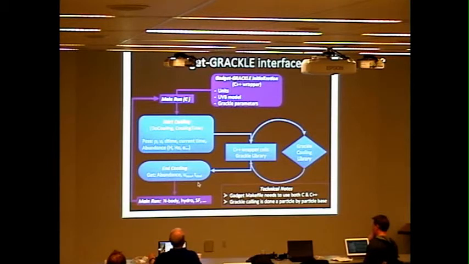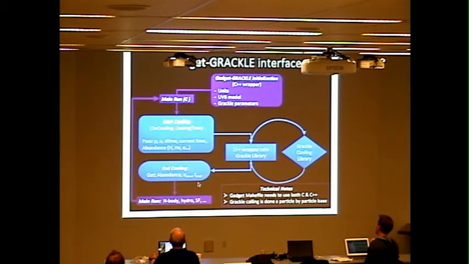The details are too technical, but basically you have a Gadget Grackle initialization with a C++ wrapper. You initialize units, use background models and Grackle parameters. You go to the main run, you do the start cooling part in Gadget, and during this time you go to this wrapper to call the Grackle library. You do the Grackle thing here, and then when you do the cooling, you come back and get the abundances, follow the standard Gadget procedure, and then do the rest of the hydro and N-body stuff.